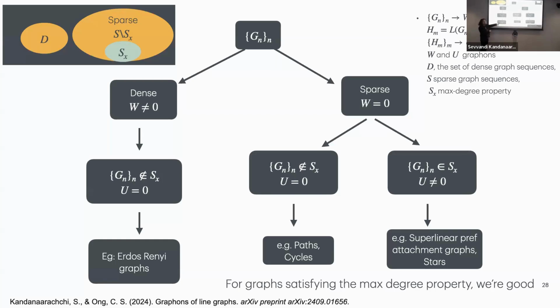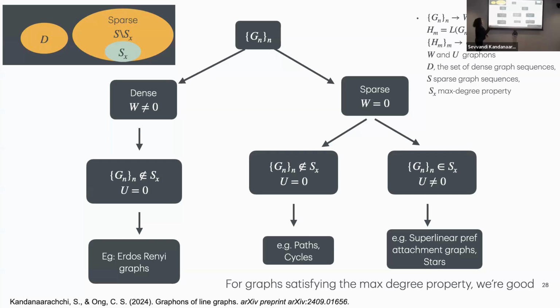So examples like Erdős-Rényi graphs are in the dense space, and your U is zero. If you're in sparse, if you're not in S sub x, then still your U is zero. Your W is zero because you're sparse, and your U is also zero because you're here. These are like paths and cycles, like A connected to B, B connected to C, C connected to A again, the cycle graphs. These are all in here. There's a lot of stuff over there.